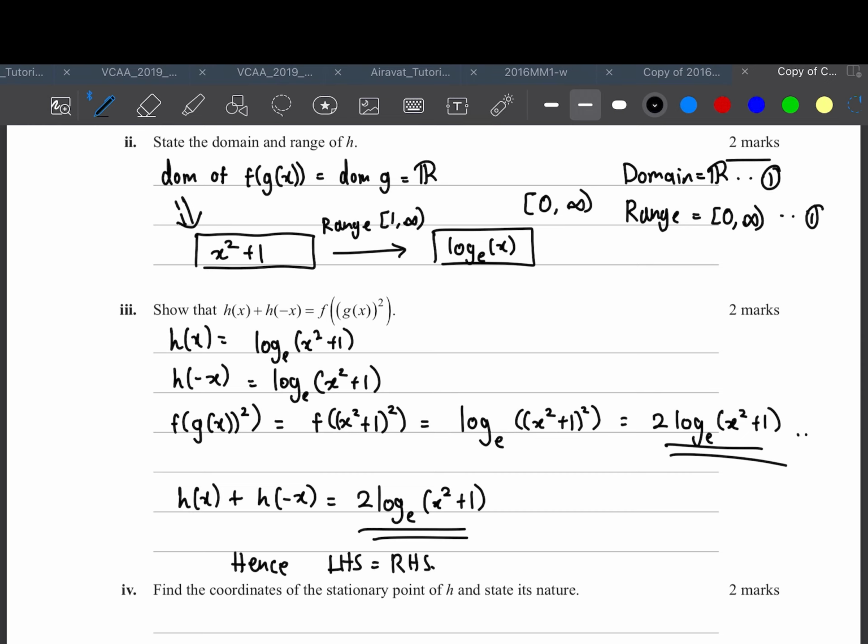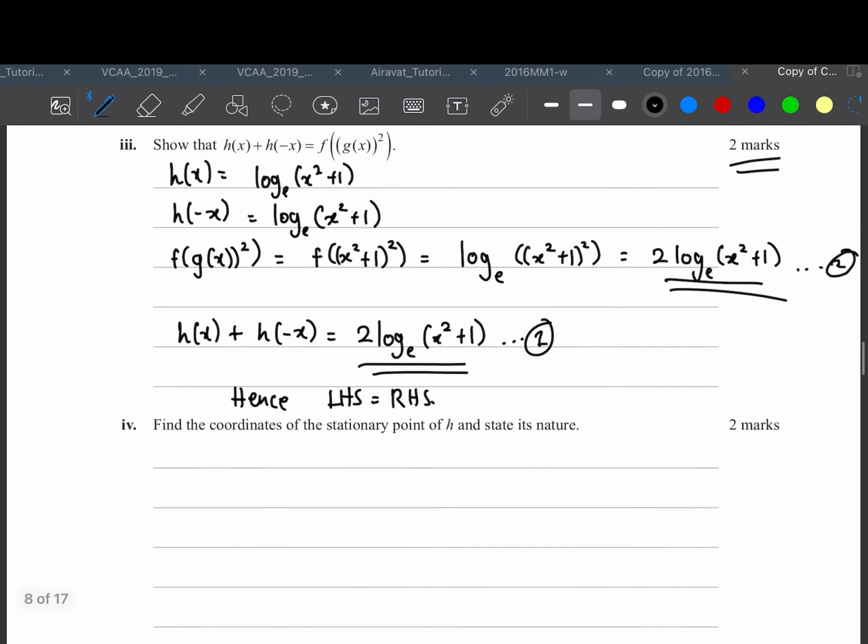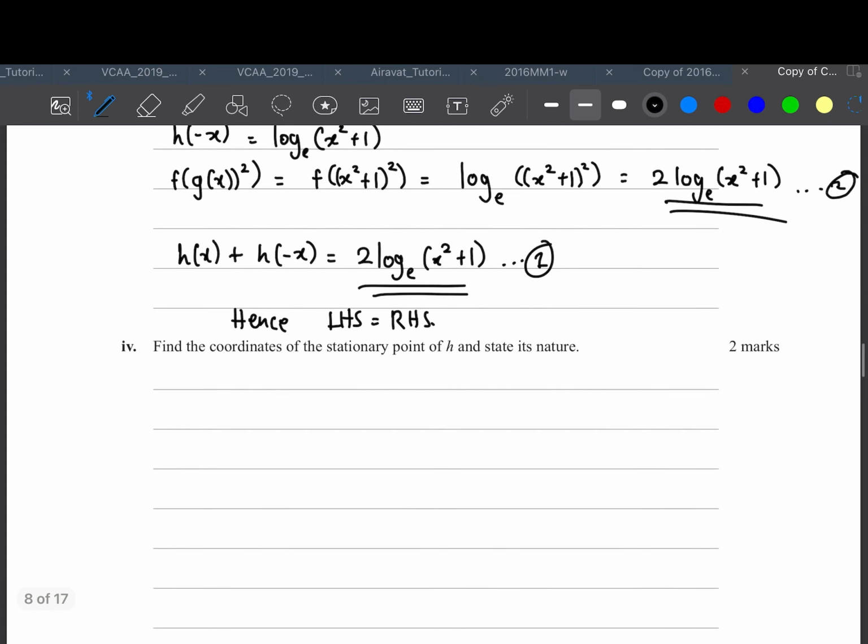So 2 marks, 1 for this and 1 for that. There you go, that's your 2 marks done. Now find the coordinates of the stationary point of h and state its nature. This is 2 marks, so we can easily tell that 1 mark is for the correct stationary point, and the other mark is for stating the correct nature of the stationary point.